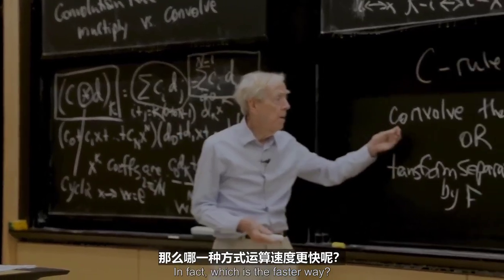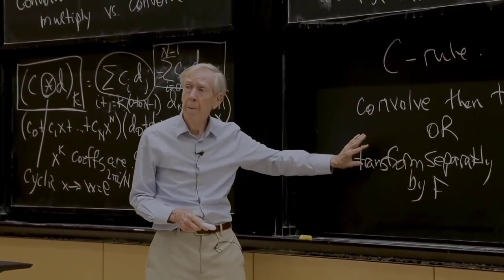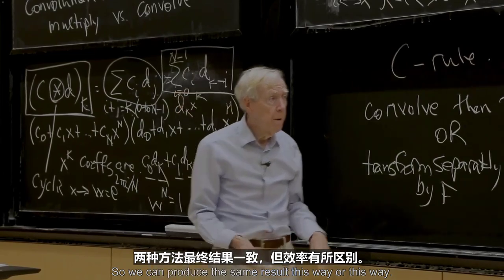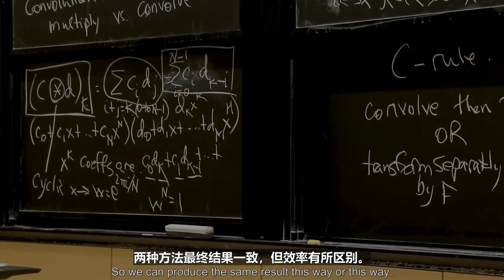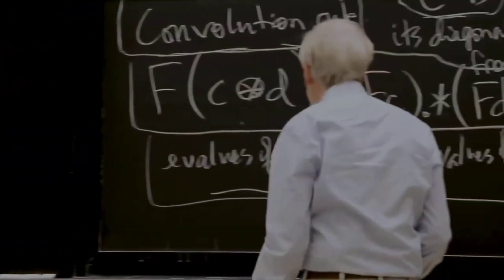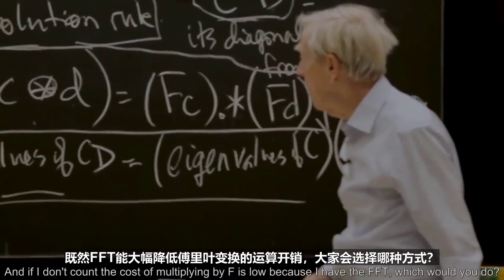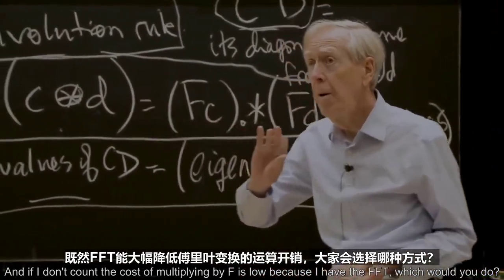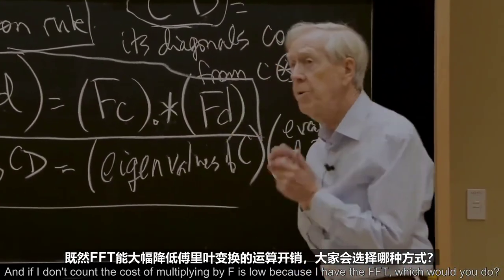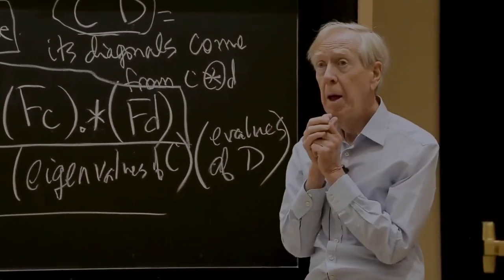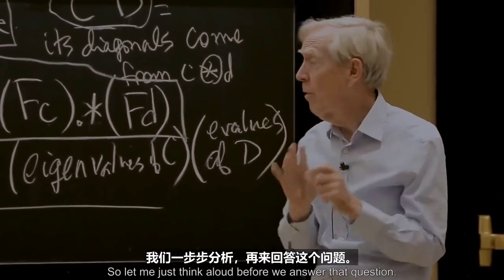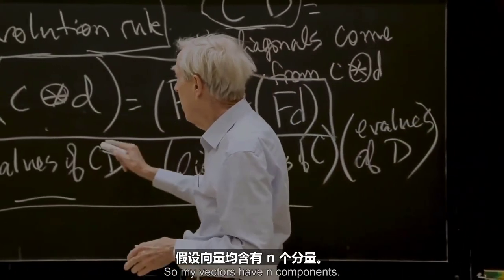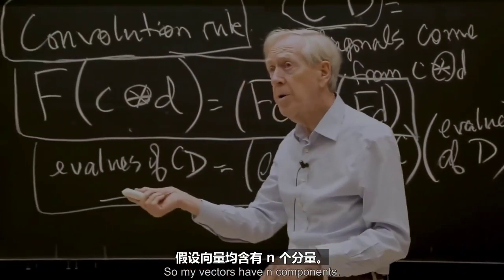In fact, which is the faster way? So we can produce the same result this way or this way. And if the cost of multiplying by F is low, because I have the FFT, which would you do? Which would you do? So let me just think aloud before we answer that question. So my vectors have n components.